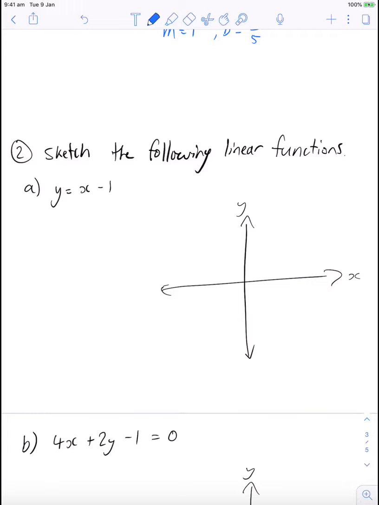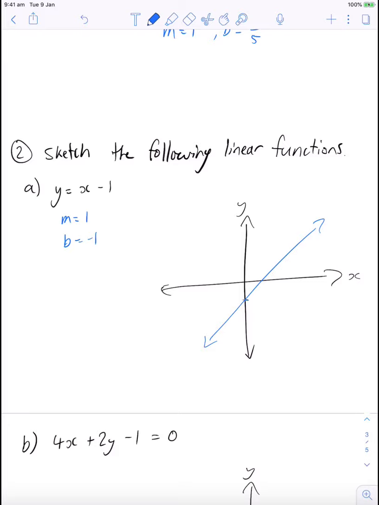Alright, let's finish by sketching these linear functions. So y equals x minus 1. From what we know, we can see our gradient equals 1 and our y-intercept equals minus 1. So it's going up, our rise over run, a slope of 1. For every 1 it goes across, it goes up 1. And it passes through negative 1. So it's going to look something like that.